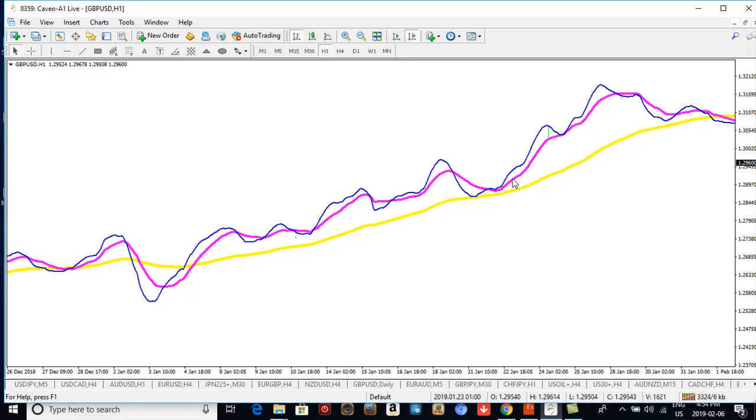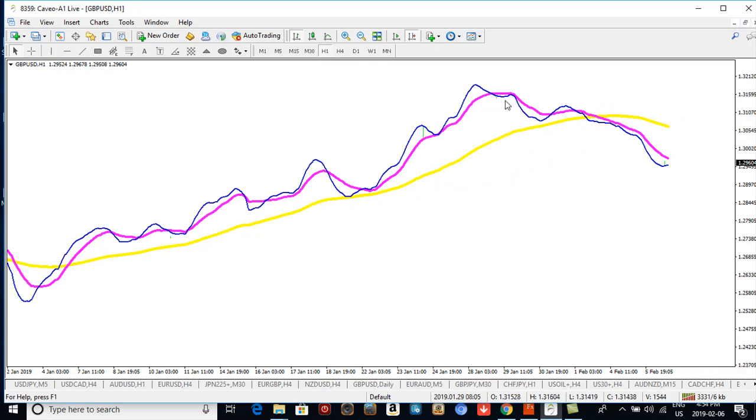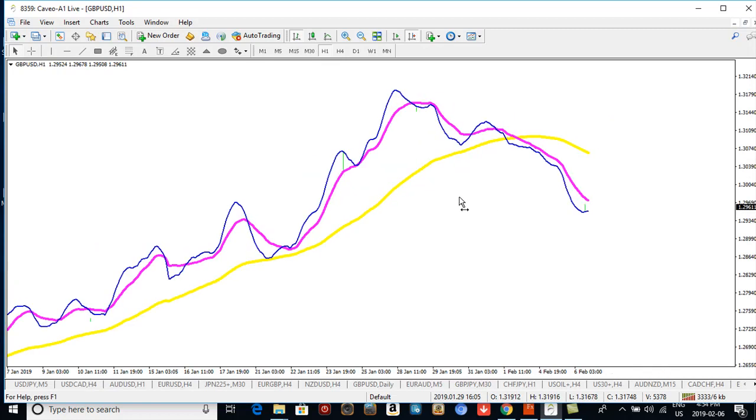So you have blue, pink, yellow. This is a perfect buy. So you buy from here all the way, just a correction. Then when it came here, it crossed and started going underneath it. So this was a place to close your position, because it did cross and go underneath for a while. So it was the place to start closing your position. Then you come here, and this is blue, pink, yellow. In this area, this was a perfect sell, at that price.